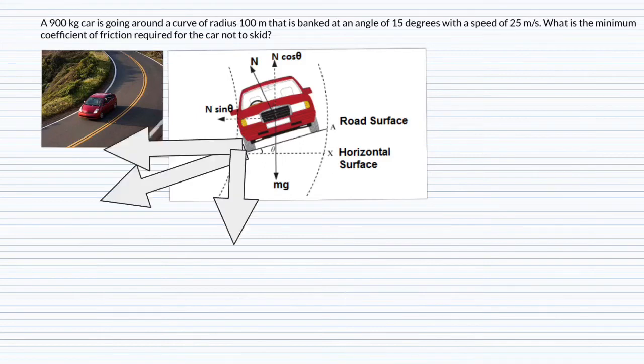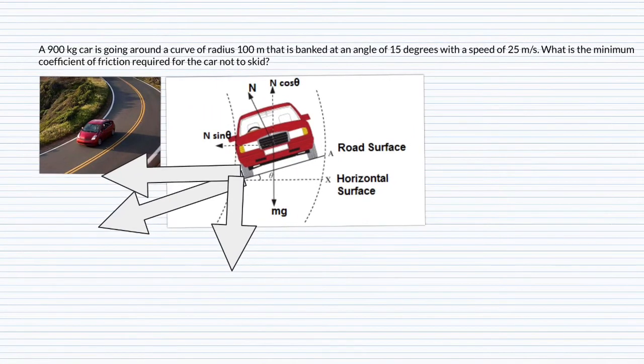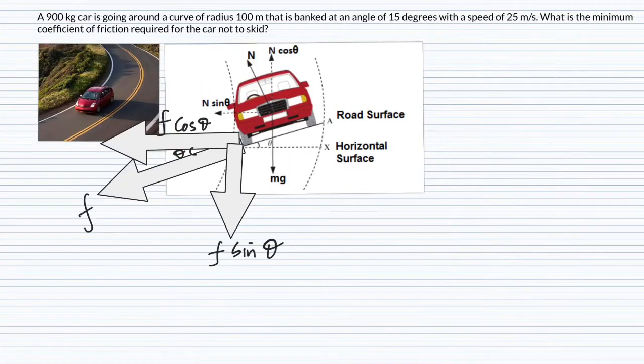So here's a question where a car is moving around a curve of radius 100 meters that is banked at an angle of 15 degrees. It's moving at a speed of 25 meters per second. And what is the minimum coefficient of friction required for the car not to skid?